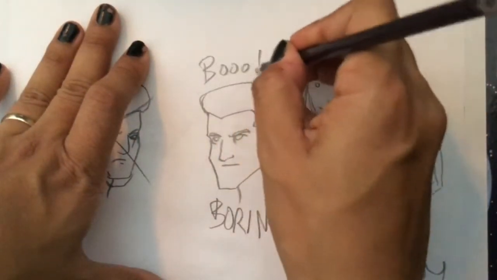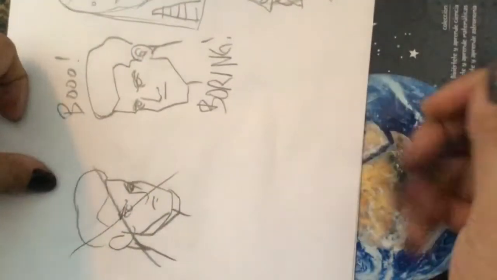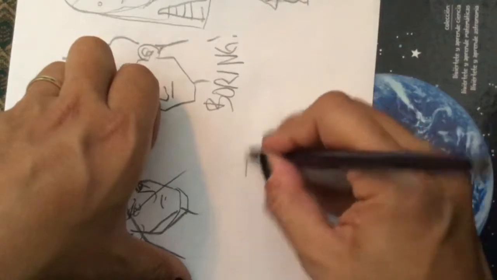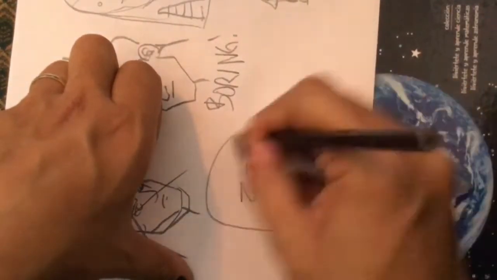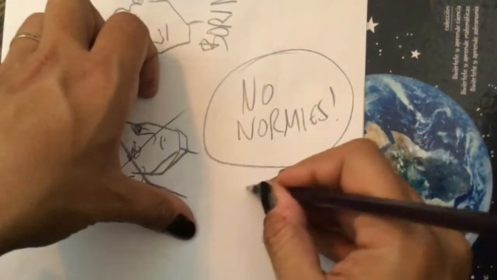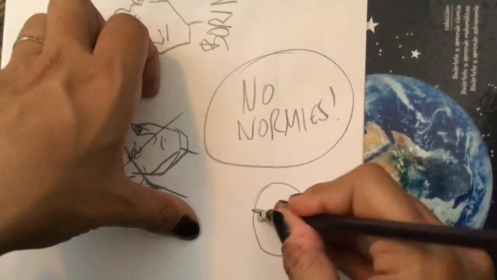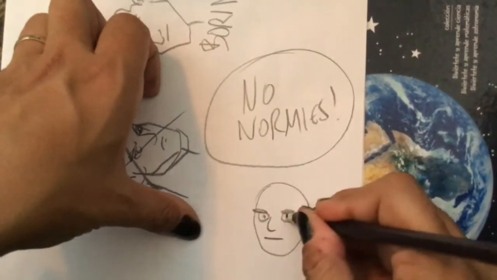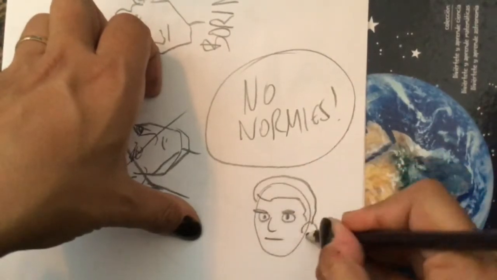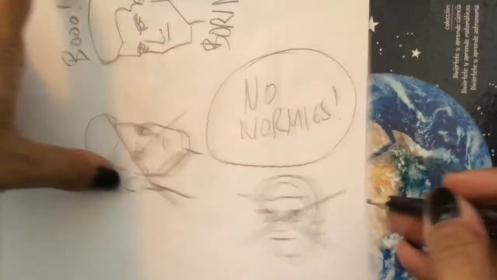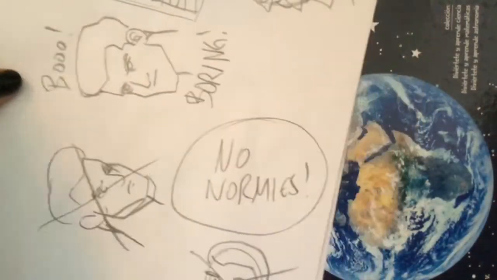Boo. All right? Remember, have fun with characters. No normies. No normies. Come on, y'all. If you have a character that looks like just a person with eyes and normal hair, boo, discard it. Make something weird, make something unique, right?